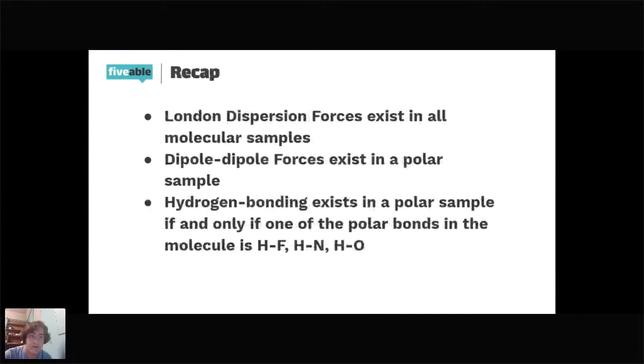So London dispersion forces exist in all molecular samples. Dipole-dipole forces exist in a polar sample, and hydrogen bonding exists in a polar sample if and only if one of the polar bonds in the molecule is an H and an F, an H and an N, or an H and an O. So is that easy for everyone to understand? We'll go over some examples later because this kind of stuff is hard to look at without visualizing it. But yeah, okay. So we're gonna do some practice.